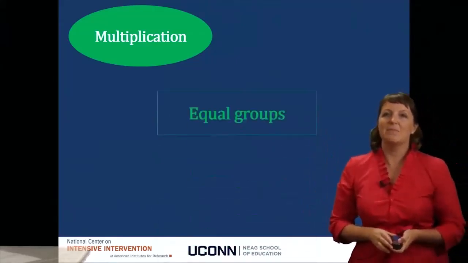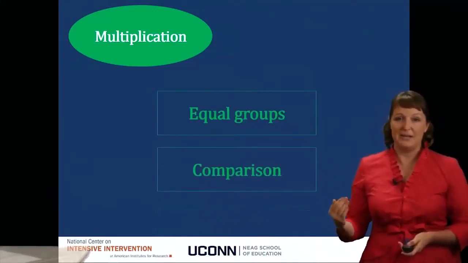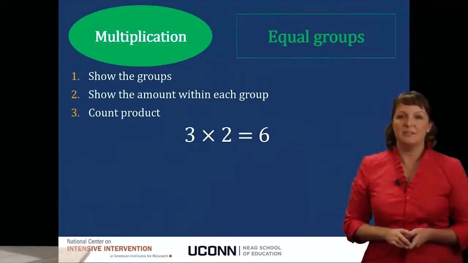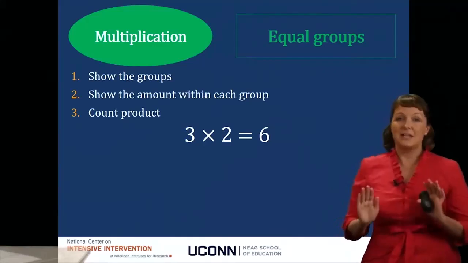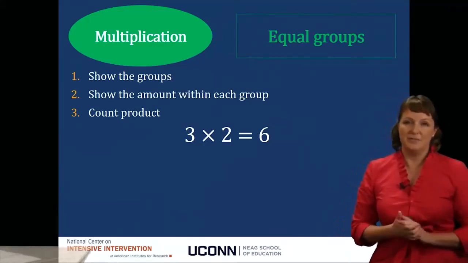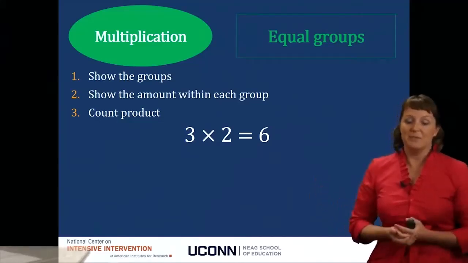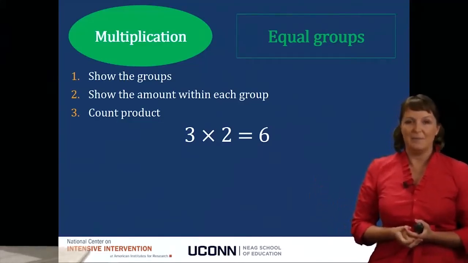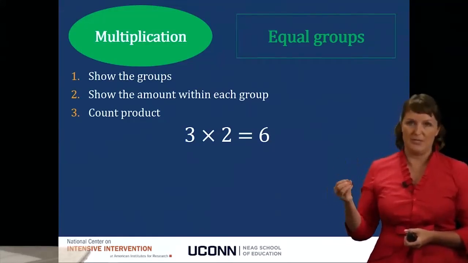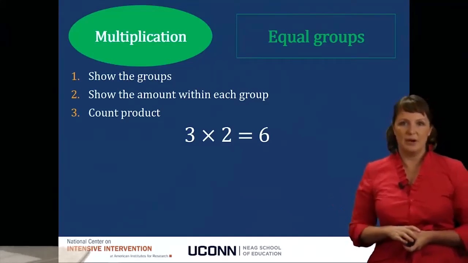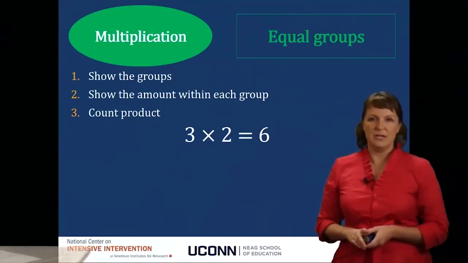So now we've got multiplication as equal groups and multiplication as comparison. Let's go ahead and look at what these different concepts look like. With multiplication of equal groups, that should bring back some really good memories from the problem solving module. Equal groups was actually the name of the multiplication schema that we were talking about. Here we're going to show groups, then we're going to show the amount or number within each group, and then we'll count the product. So I'm going to focus on this problem, 3 times 2 equals 6.